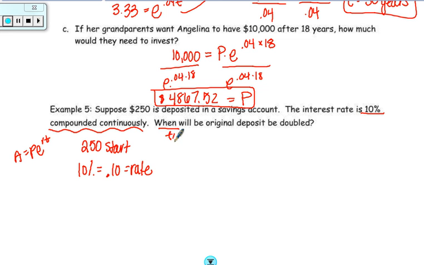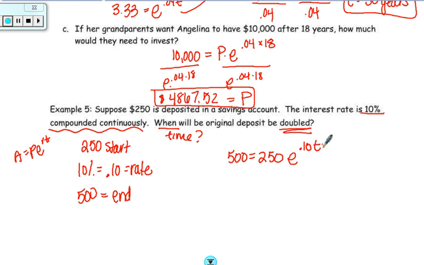So I'm trying to find time. I don't know my time, but I know I need it to be doubled. So if I'm starting with $250 and I need that to be doubled, I'm going to end with $500. So if I end with $500 and I started with $250, I know my rate is 10%, but I don't know my time. How long would it take $250 to get to be doubled? Let's solve it like we did part C or part B above. I'm going to divide both sides by 250. So 500 divided by 250 is 2. e to the 0.10t.